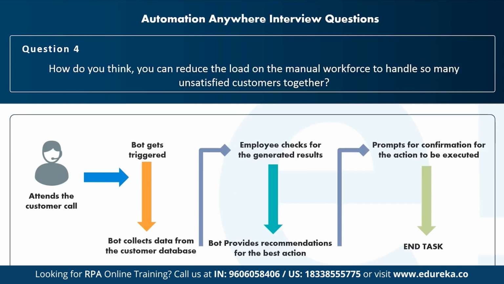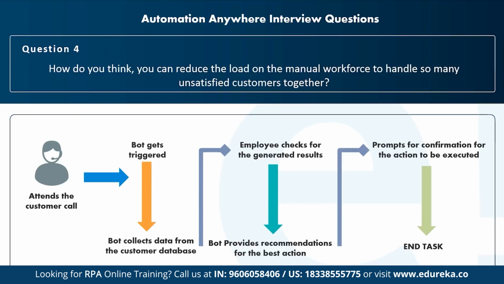So basically, based on the previous customer data and what the customer is saying presently, the bot provides recommendations for the best actions and then prompts for a confirmation for the action to be executed or not. If the action is to be executed, then the agent takes over that question and passes on to the customer, and then that's how the conversation keeps on going.